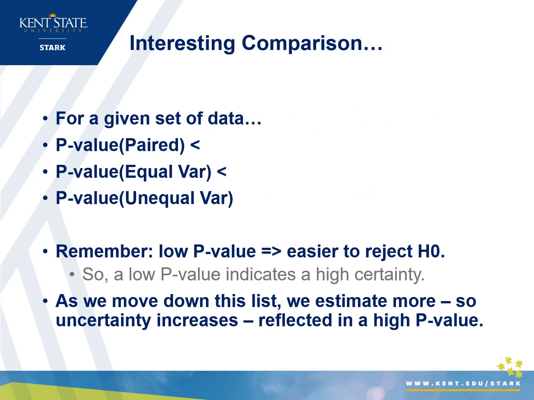So, if you have a given set of data for which matched pairs is possible, you'll have this ordering of p-values. The p-value for the matched pairs method will be the lowest, followed by if we use the equal variance method, and finally the p-value for unequal variances is the highest. This means that the matched pairs method is the most likely to allow us to reject the null hypothesis, reflecting the fact that there is less uncertainty involved in that style of test.